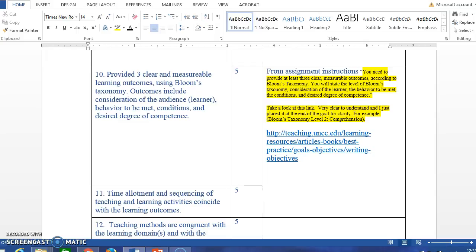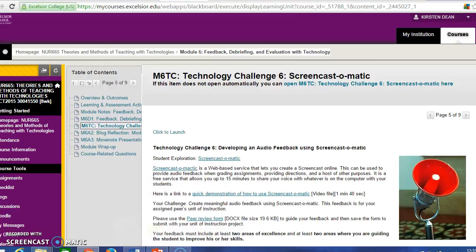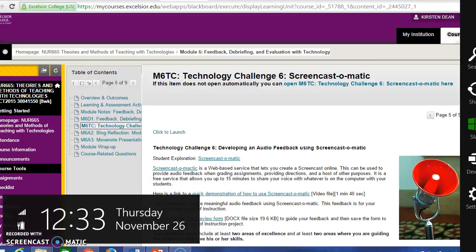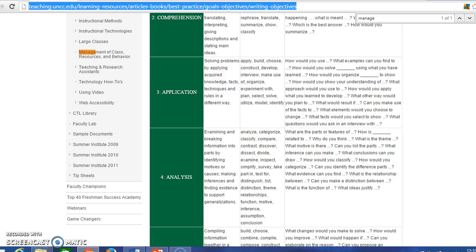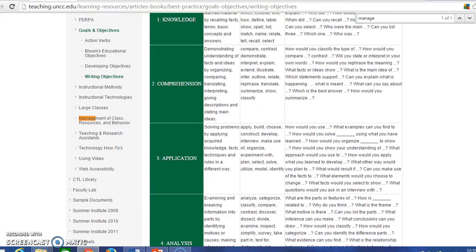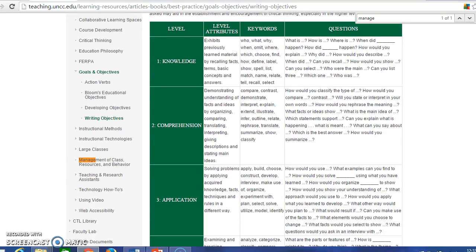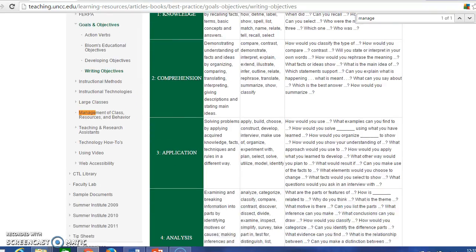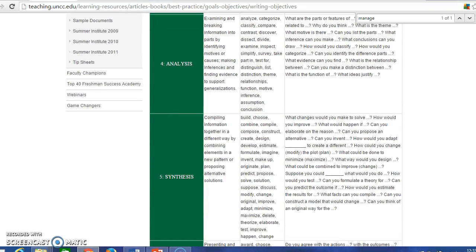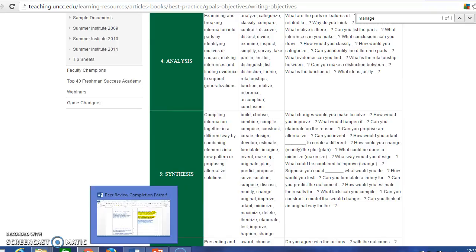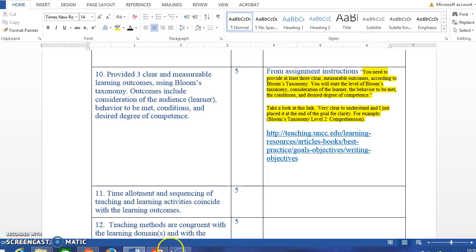For example, you'll see there Bloom's taxonomy level 2 for comprehension. And I'm going to go up to this right here. This is the website I sent you to, and it's real clear. You just go down and find where your goal actually fits in on this level, and your level's here on the left underneath the level tab, and then it tells you what types of things would fall into that category. That helped me out a lot in making sure that I had the right information there.